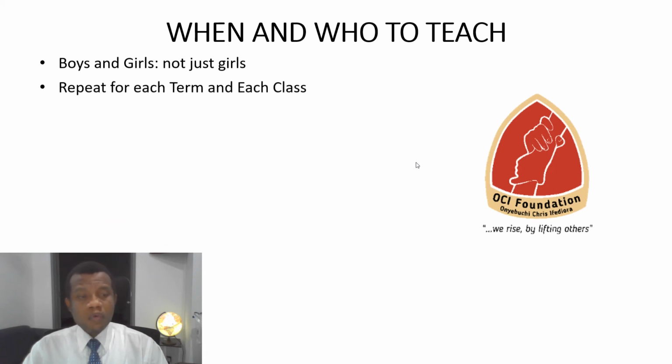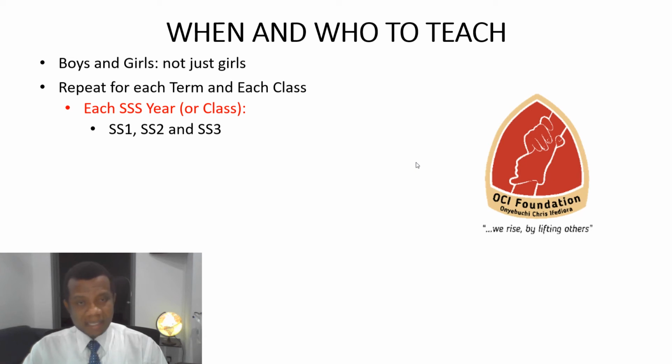Now, these programs need to be repeated for each term and each class. This is very important for the teachers to know that for each term, say in SS1, you will do this program first term, second term, third term. So you repeat exactly the same content in first term, second term, and third term. And as they go to SS2, you repeat the same program again. And in SS3, the same programs are repeated. This is very, very important. So it's not just a one-off.